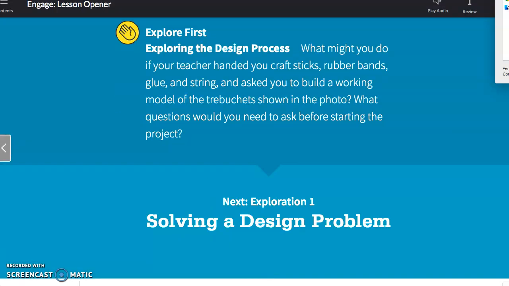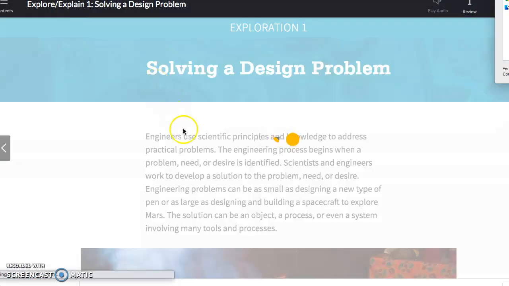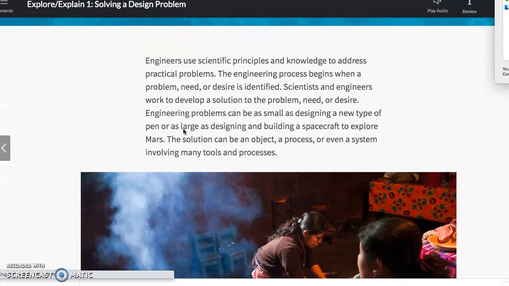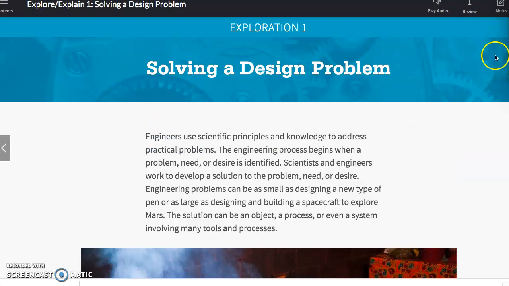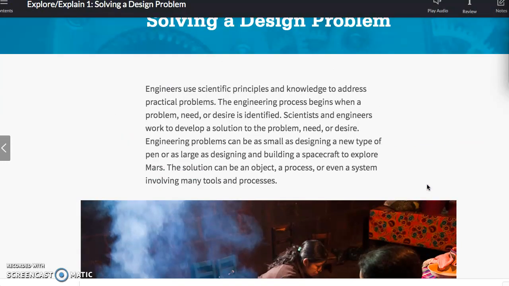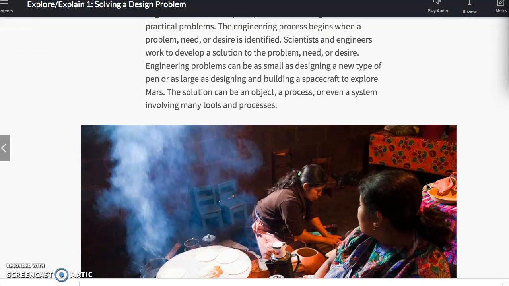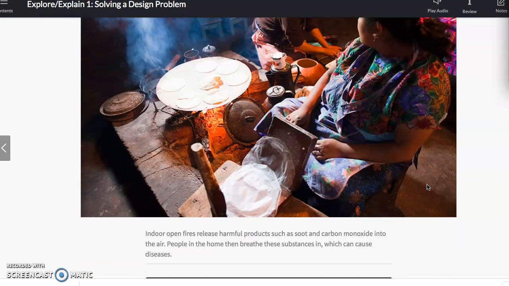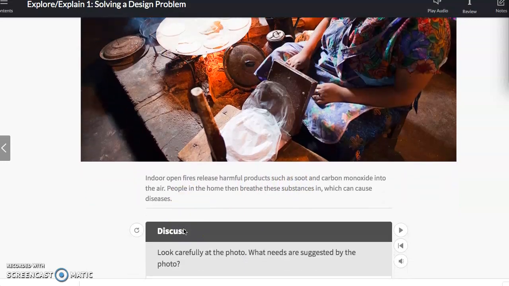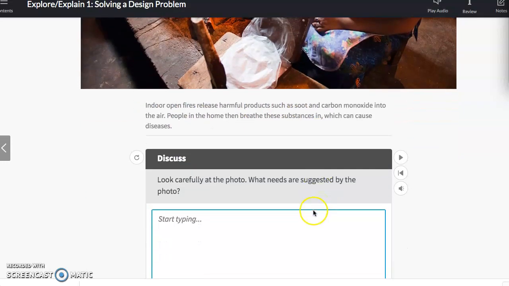Okay, going to exploration 1, which will be solving a design problem. Okay, so now how are we going to solve a design problem? They're talking about how you'll have a problem and how do we fix the problem. So indoor open fires, a fire that's happening inside, can have harmful products like soot and carbon monoxide that go into the air and the people then breathe them in.